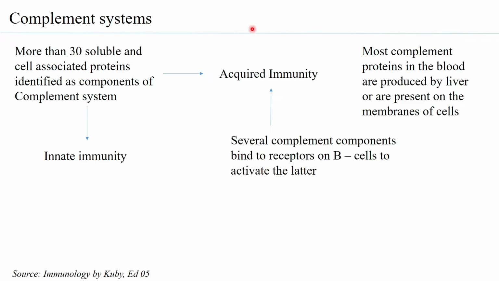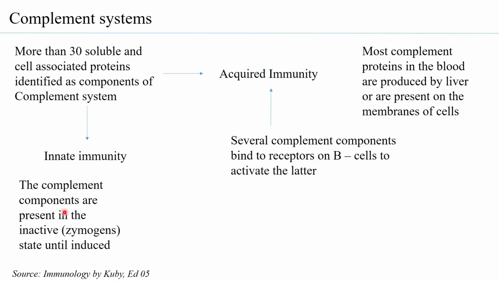So how does it contribute to acquired immunity or adaptive immunity? Several complement components can bind to receptors that are present on B cells. The B cells then get activated. They differentiate into plasma cells and memory cells, and that is how adaptive immunity is elicited by the complement system.